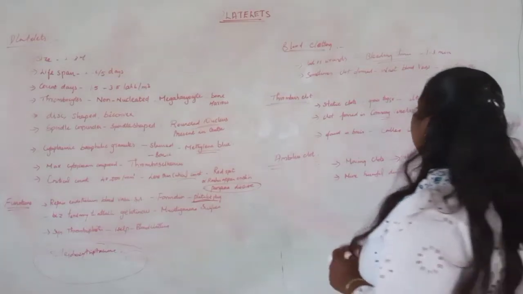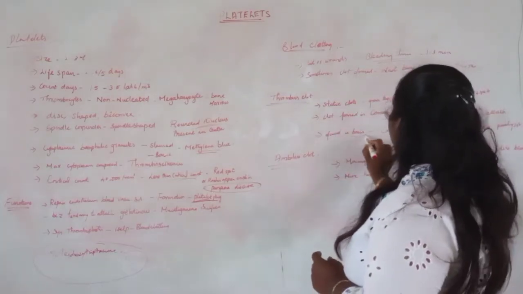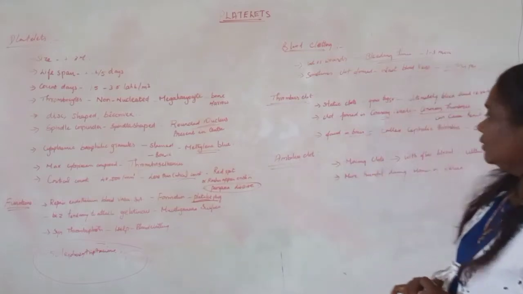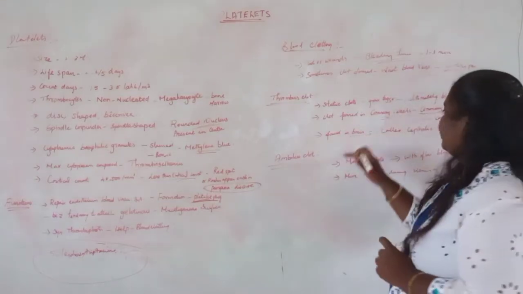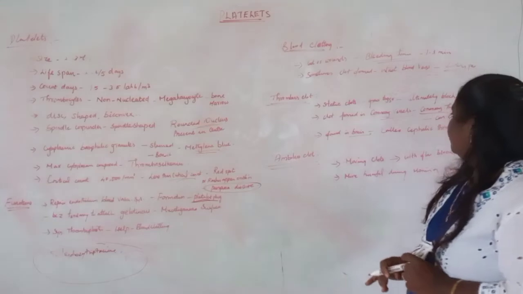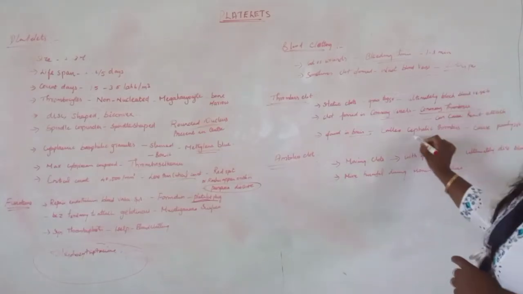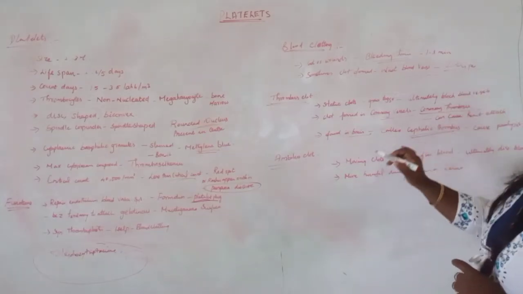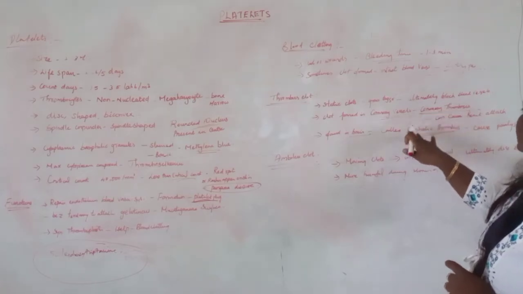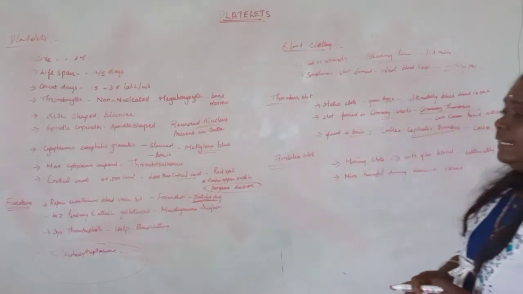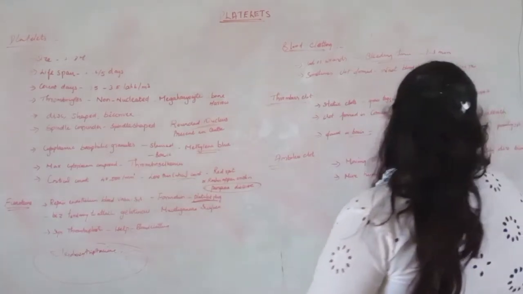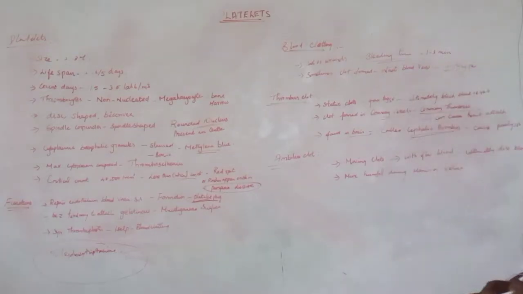The next one is formed in the brain. Suppose the clot is found in your brain. That is considered to be the cephalic thrombus. Just as we named it coronary thrombus in the coronary vessels, in the same way in the brain it is named cephalic thrombus. It causes the paralysis attack.